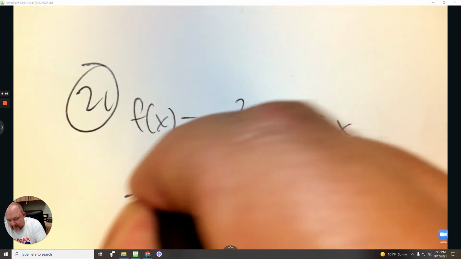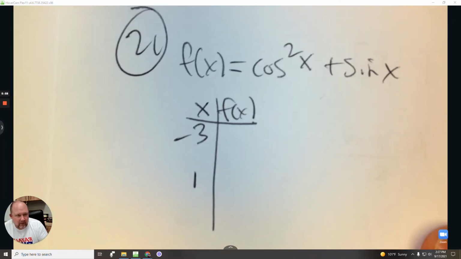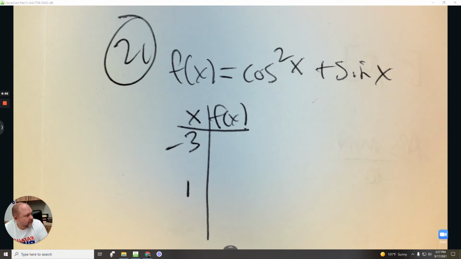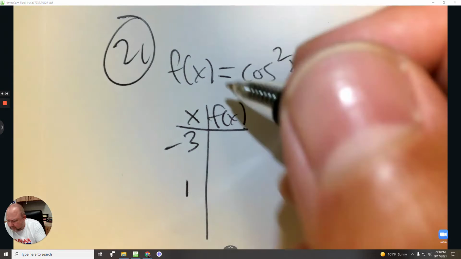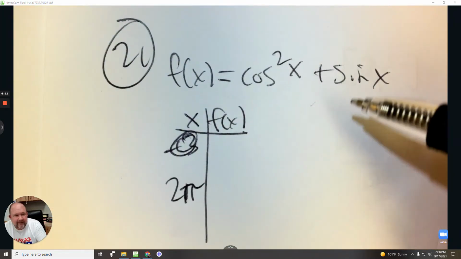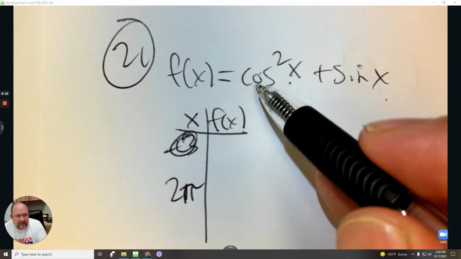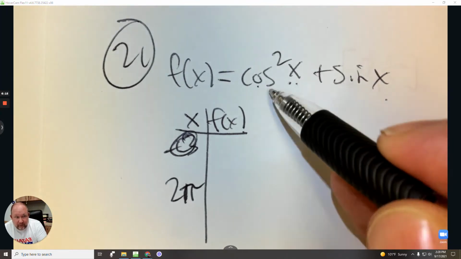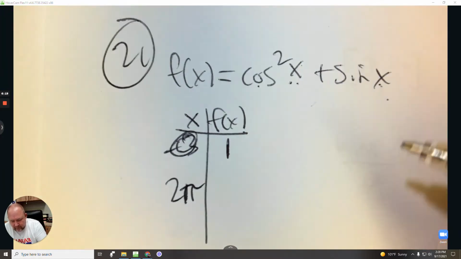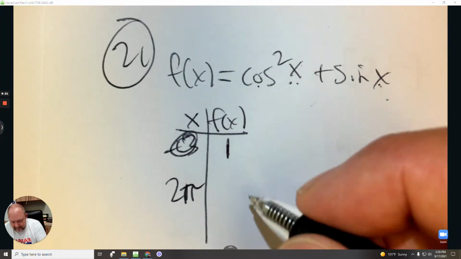So we've got to use the endpoint values, which are -3 and 1. Oh, sorry, 0 and 2 pi. I was thinking, how am I going to do that? 0 and 2 pi. So if I plug in 0, the value of cosine at 0 is 1, and 1 squared is 1. Sine is 0, so it's 1 plus 0, so it's 1. 2 pi would give you the same answer.